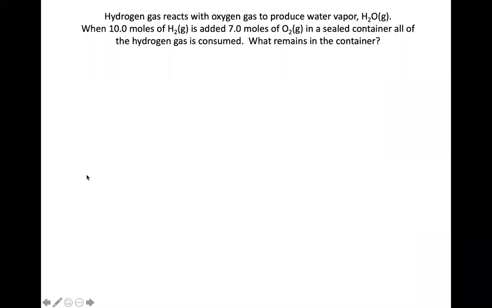Now, for some of these, let me step through and see a few different ways that we can ask this. A few different ways that we can see applications of stoichiometry. So within this one, we are given a description. We have a scenario for what's involved. It's taking place in a sealed container, and we want to know what remains afterwards. Here's the balanced equation. Hydrogen gas reacts with oxygen gas to form the H2O. When it says hydrogen gas, I'm thinking the H2 molecules. When it says oxygen gas, I'm thinking the O2 molecules.